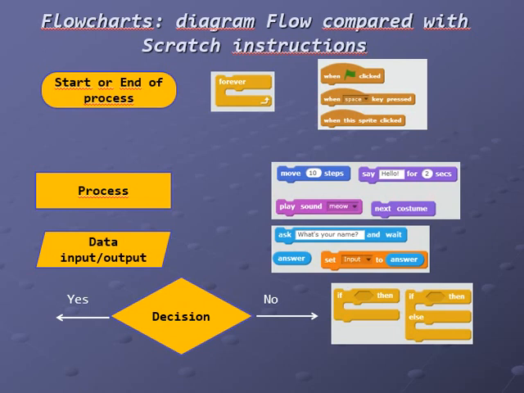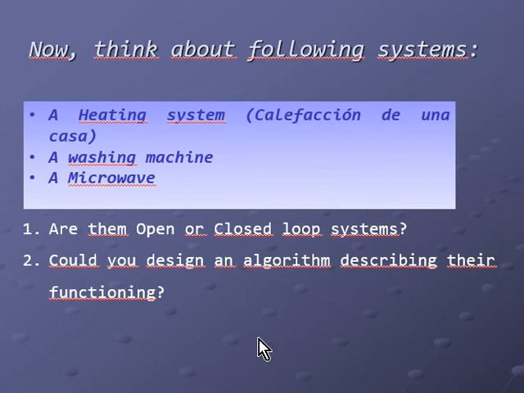Now, before we learn how to program this, I would like you to think about these three systems: a heating system that you can find in your house, a washing machine, and a microwave. I would like you to think about them and decide if they are open or closed loop systems, and see if you are able to design an algorithm to describe their basic functioning. So this is the first challenge after watching this video.